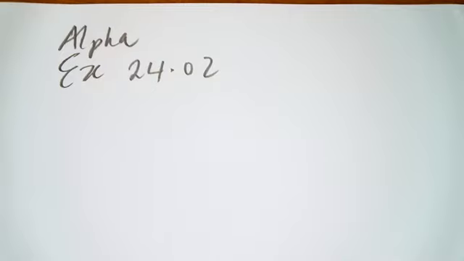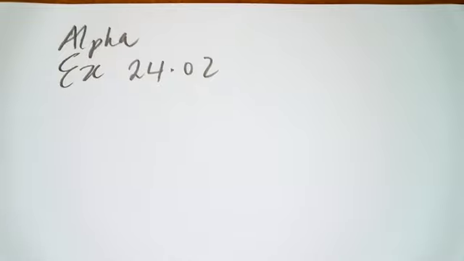Today we're going to have a look at Alpha exercise 24.02, and what we're doing here is we're finding an unknown side in a right angle triangle. So let's take a look at some of those now. Now I'm going to have a look at the first question here.